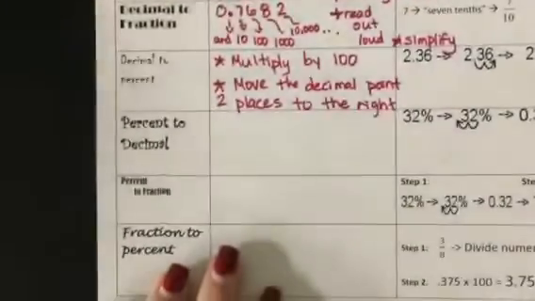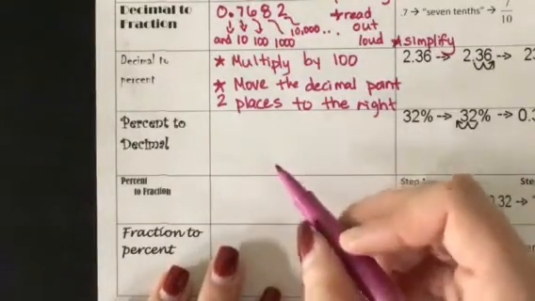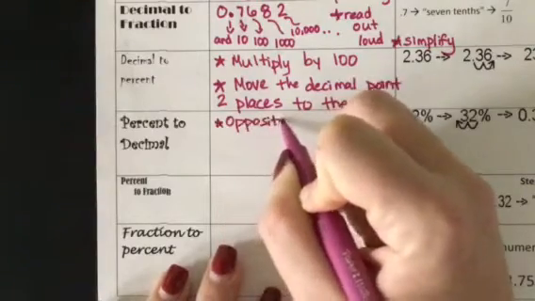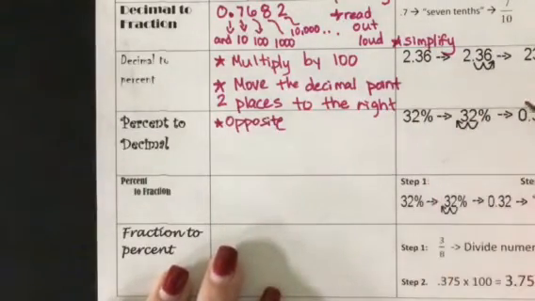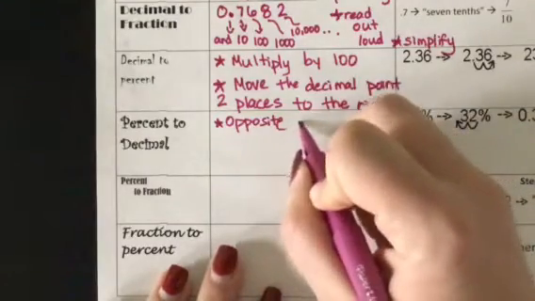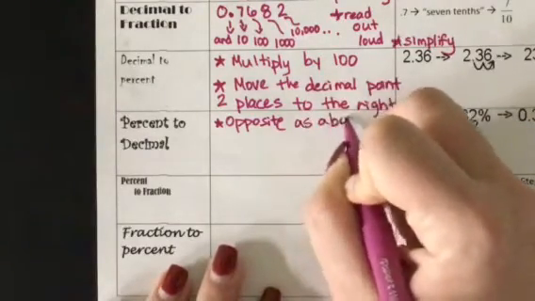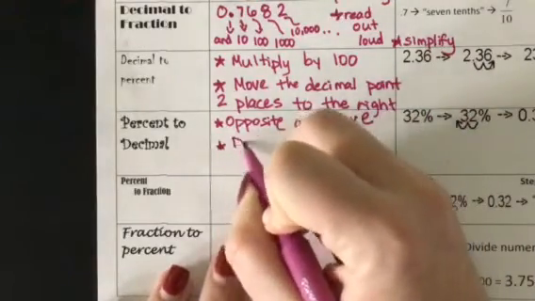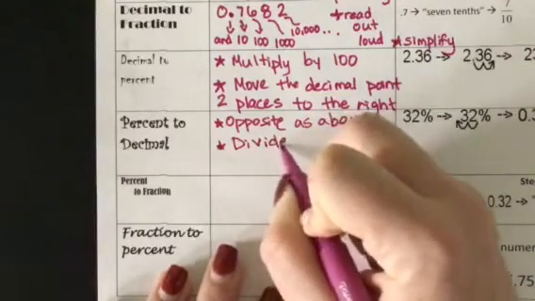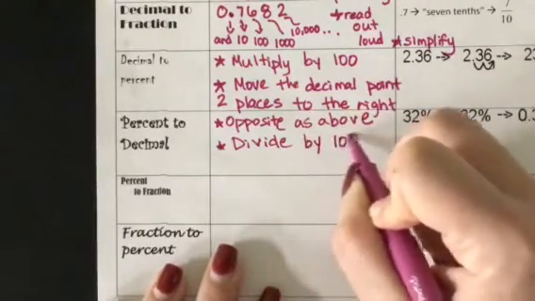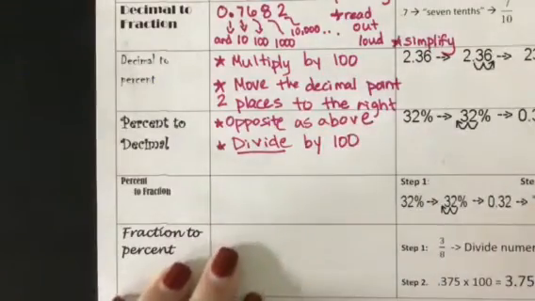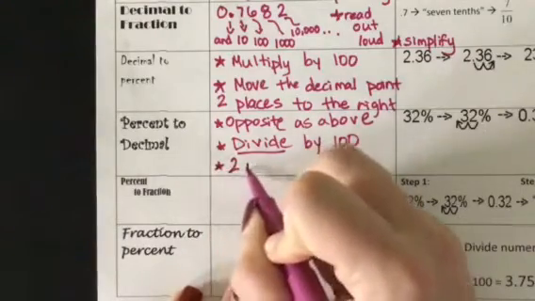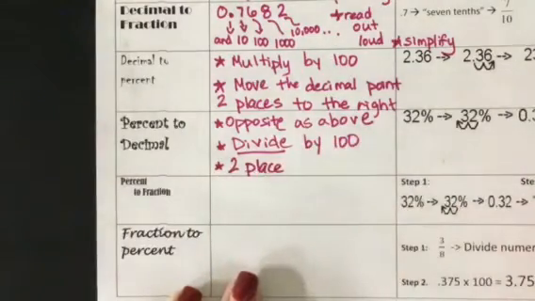Now, when we're going from percentages to decimals, we're going to do the opposite. So we have a percent sign, and it says turn that percentage into a decimal. So it's the opposite as above. So what's the opposite of multiplication? Divide by 100. Very good. So we're going to divide by 100. So again, it's the exact opposite. We're still moving it 2 places, but this time we're going to move it 2 places to the left.